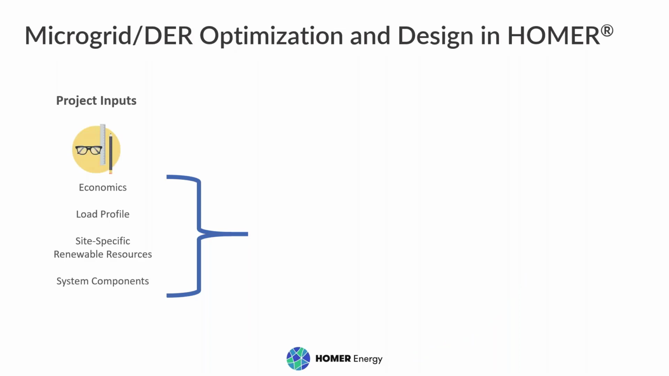So using HOMER, either HOMER Pro or HOMER Grid, to design and optimize your microgrid or distributed hybrid energy system has three main steps. First, you provide information on the economics, such as the interest rate, your energy demand profiles, your location. That's going to help us get your renewable resources for you, solar radiation, wind speed, and the types of equipment to consider, which are shown here as the system components.